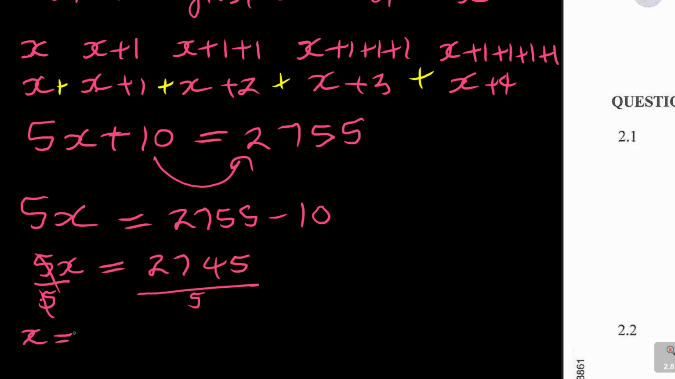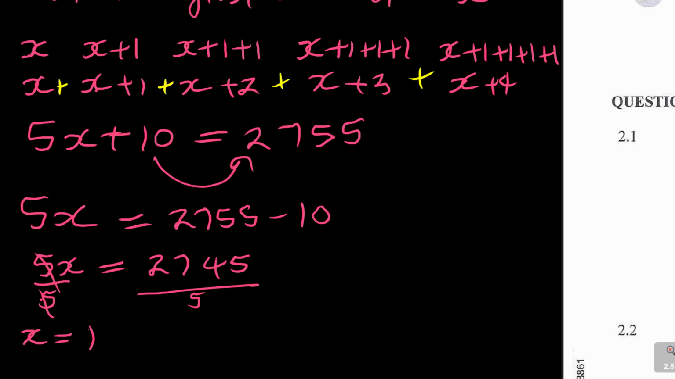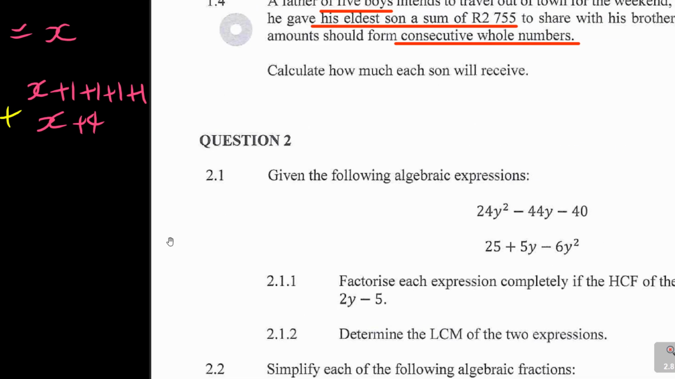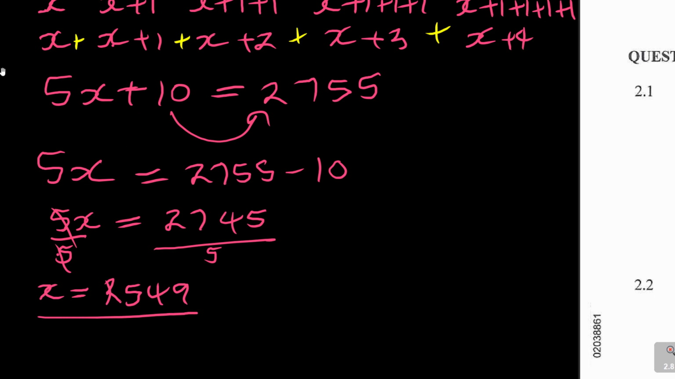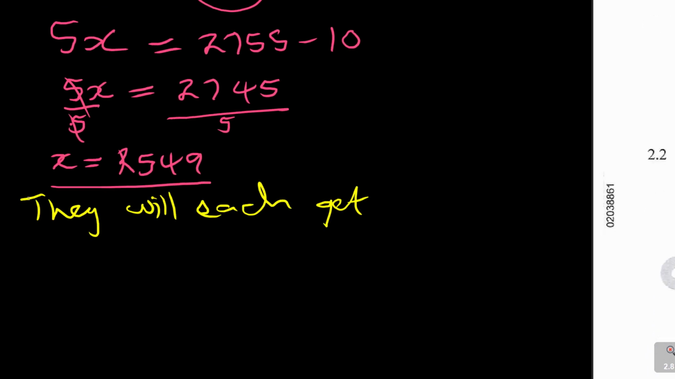That is the first amount which the younger brother was going to get. So it's 2745 divided by 5. There is the first amount, 549. So the question here is calculate how much each son will get. So these are the amounts now. If this one gets 549, so we know the amount. The first one gets 549. What about the second one?